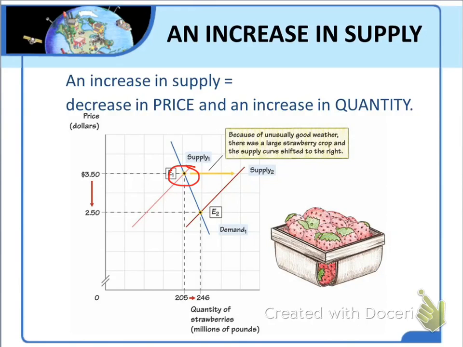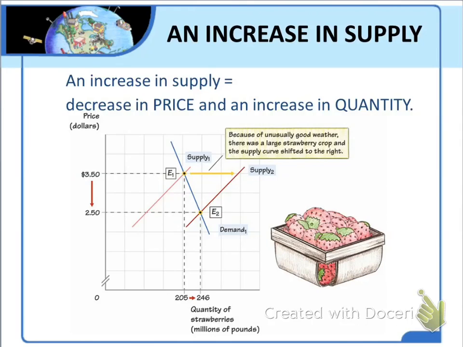That's where the original supply curve, right here, S1, intersected the original demand curve. I pointed to the demand curve there, but the original supply curve would be right here. And that's where they intersected each other. Now, at this price, the equilibrium point would be E1, and therefore, the price of a pound of strawberries was $3.50, and the quantity sold was 205 million pounds. Equilibrium price and equilibrium quantity.